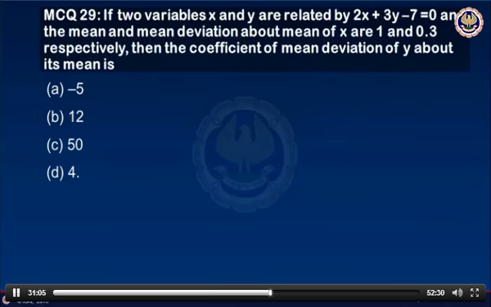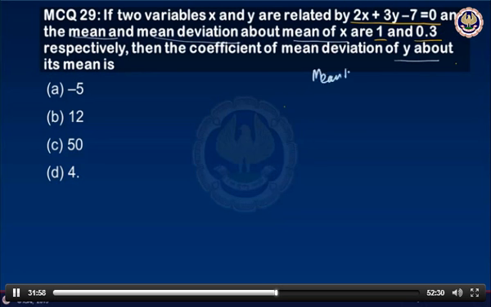If two variables x and y are related by 2x plus 3y minus 7 equal to 0, and the mean and mean deviation about mean of x are 1 and 0.3 respectively, then what is the coefficient of mean deviation of y about mean? Let us come to question number 29. Now let us look at the formula.